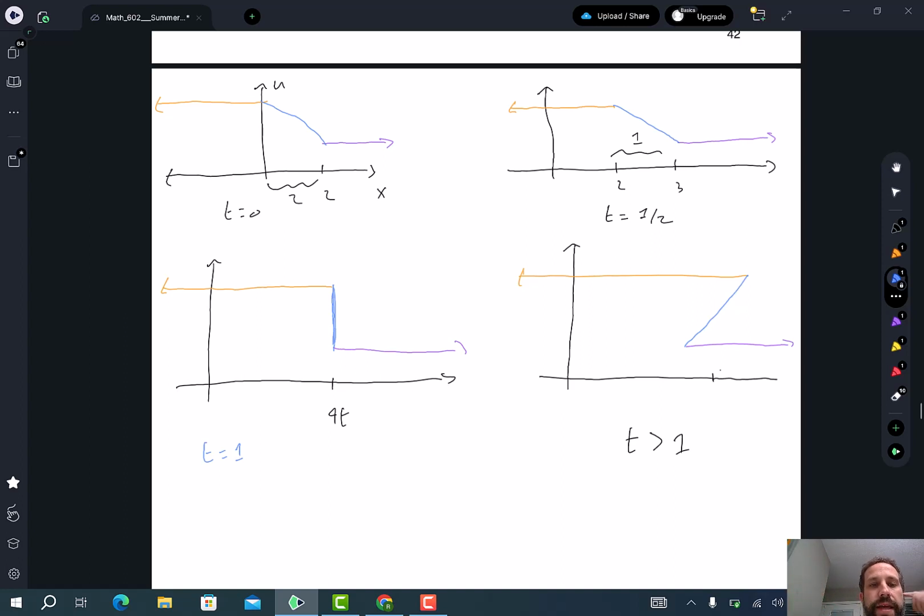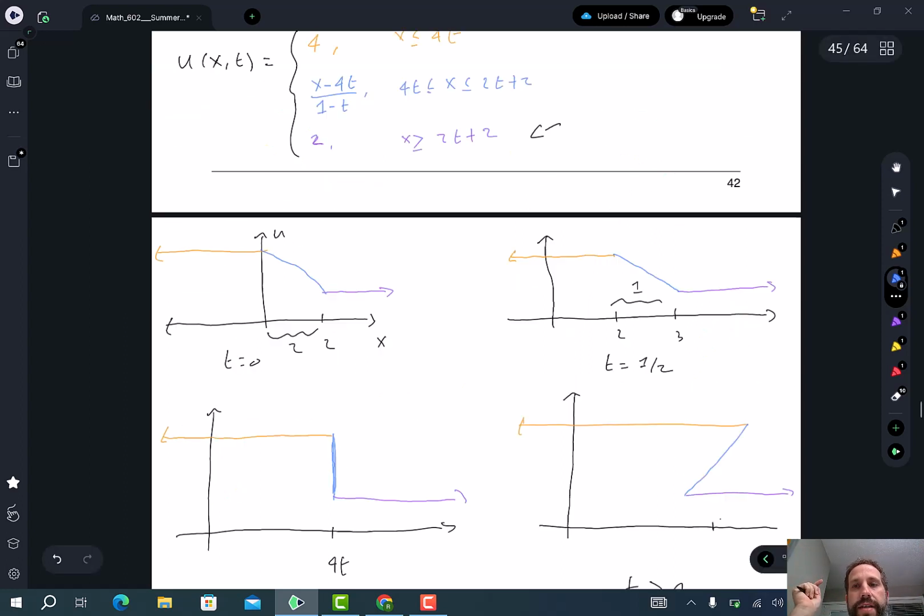What's happening is the orange solution is colliding with the purple solution. In terms of characteristics, the orange characteristics are colliding with the purple characteristics, so there's going to be a shock wave. But the shock wave is only going to happen when t is greater than 1.